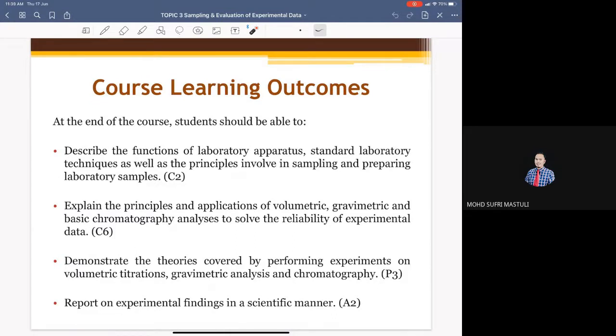The course learning outcome, students should be able to describe the function of laboratory apparatus, standard laboratory techniques, as well as the principle that we use in sampling and preparing the laboratory samples. Explain the principle and application of volumetric, gravimetric, and basic chromatography analysis to solve the reliability of experimental data. To demonstrate the theories that covered by performing the experiments on volumetric titration, gravimetric analysis, and chromatography. At the end of the course, a student also expected to be able to write experimental finding in the scientific manner.